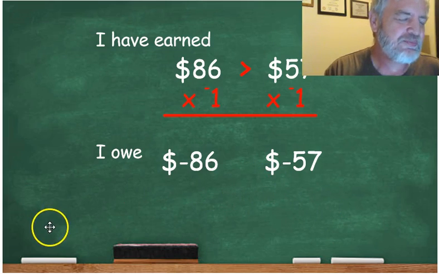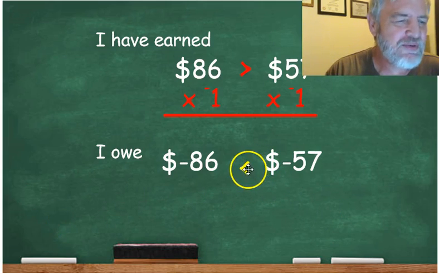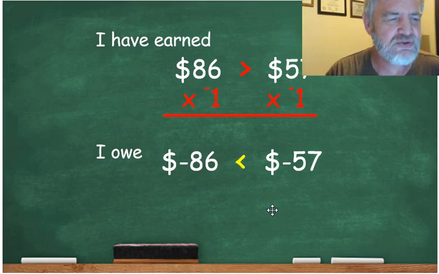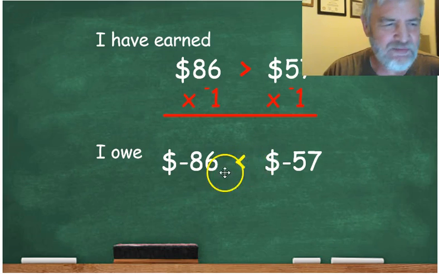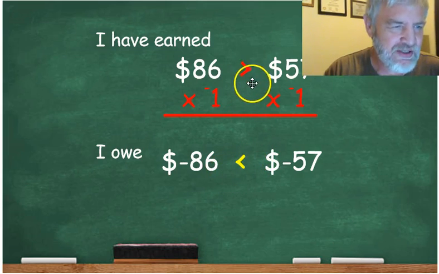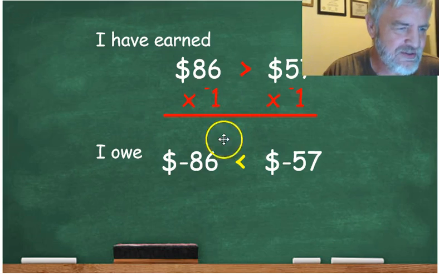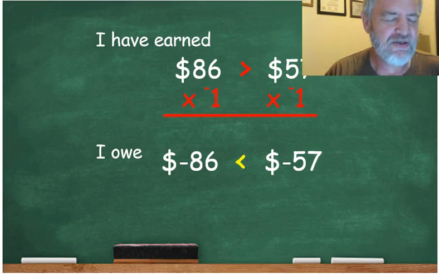When I flip, I have to remember that I have to flip this symbol around in order for us to maintain a true statement. So when you multiply by a negative or divide by a negative, you've got to remember that this thing flips around in its orientation in order for us to maintain true statements.